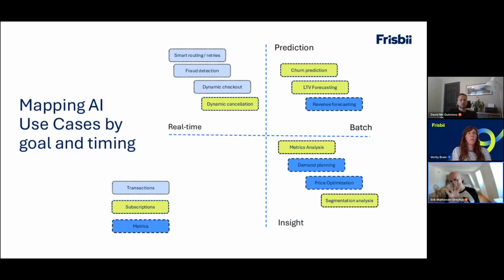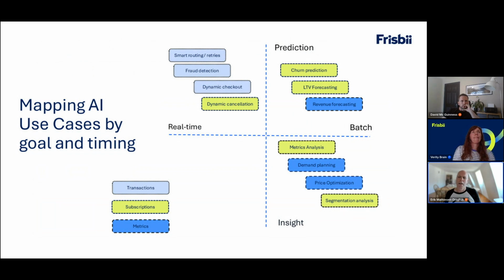So now let me map out some of the cases we're seeing in revenue management, subscriptions, and payments, mapped against these dimensions. I put light blue for transaction level data, green for subscription level, and dark blue for metrics level. In the top real-time prediction part, we see all of these payment use cases: fraud detection, smart routing, smart retries, dynamic checkouts, dynamic cancellations as well. This happens more at the subscription level. So anything where the user is initiating something and we're responding immediately.